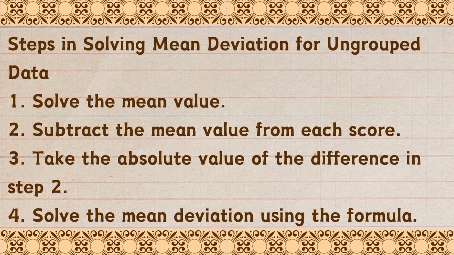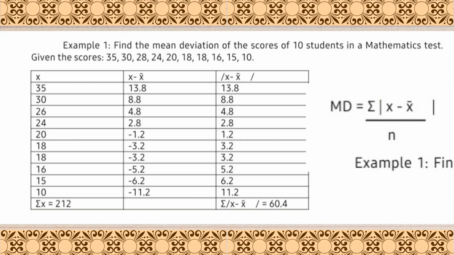Steps in solving mean deviation for ungrouped data. Number 1, solve the mean value. Number 2, subtract the mean value from each score. Number 3, take the absolute value of the difference in step 2. And number 4, solve the mean deviation using the formula. Let's look at the example.